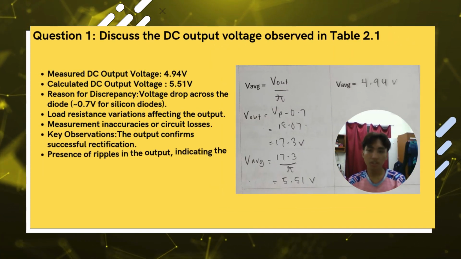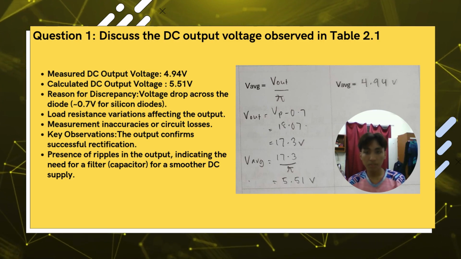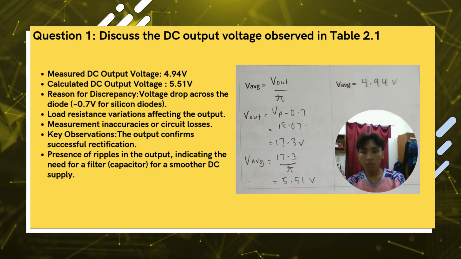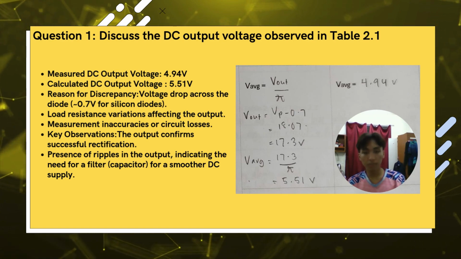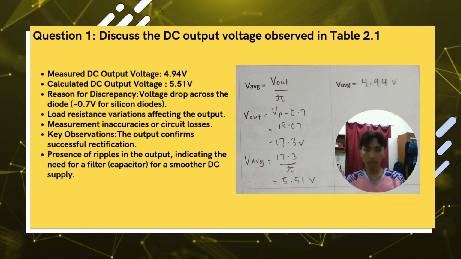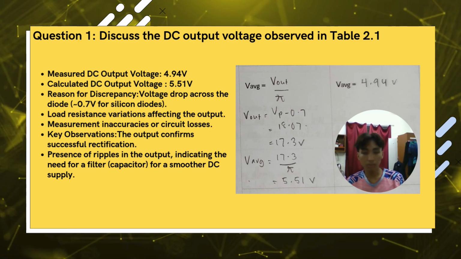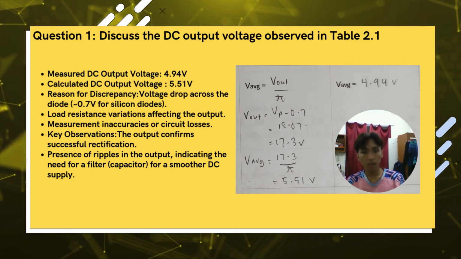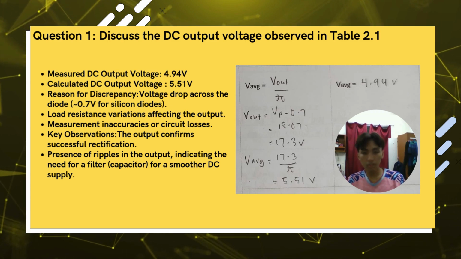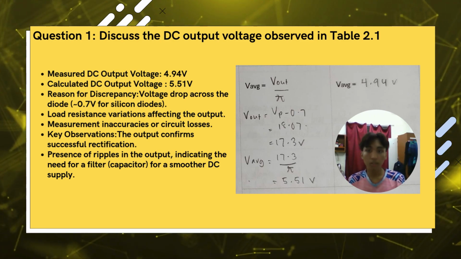The first question is to discuss the DC output voltage observed in table 2.1. So the measured DC output voltage, we got 4.94 volt, and our calculated DC output voltage, we got 5.51. To prove this, we have to use the formula V out equals V pi. But first, we have to find the V out, which is the formula V out equals Vp minus Vd. Then we substitute the values into the formula, and we got 5.51, which is the calculated DC output voltage.